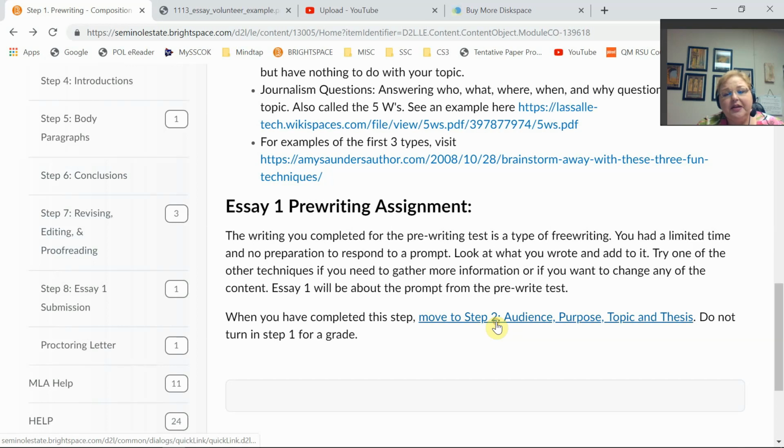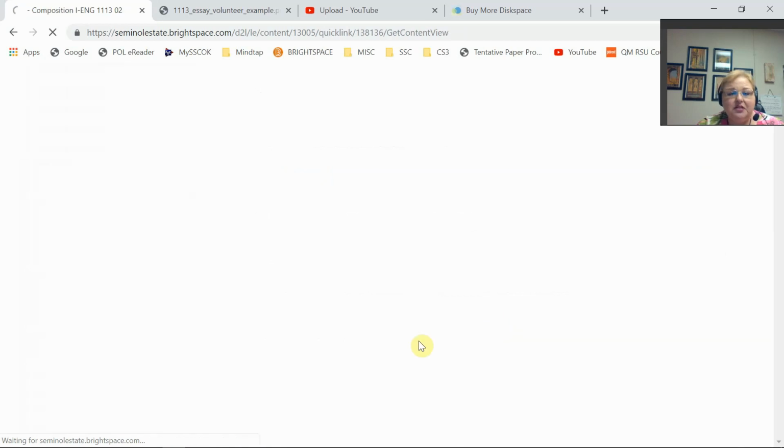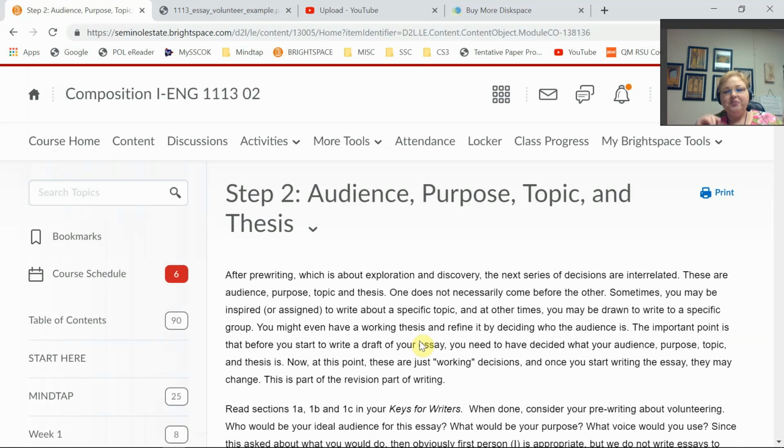So our next step is audience, purpose, topic, and thesis. And that seems like a whole lot. The problem is, and this is one of the challenges of teaching writing, that there are many decisions that have to be made before you actually can start writing the essay. And you don't really ever decide on them in the same order for every assignment.